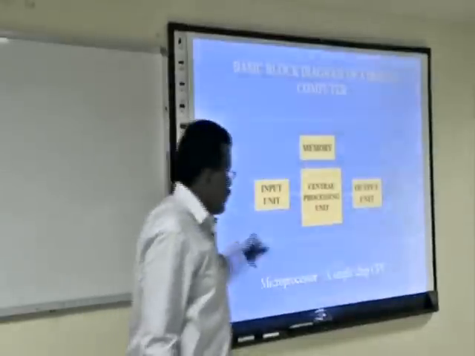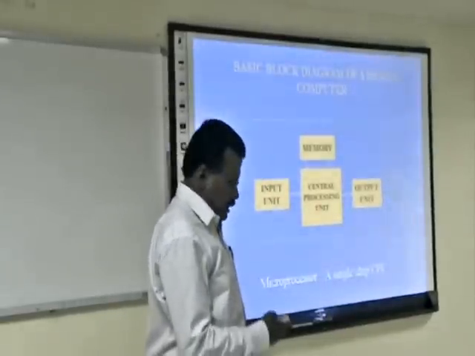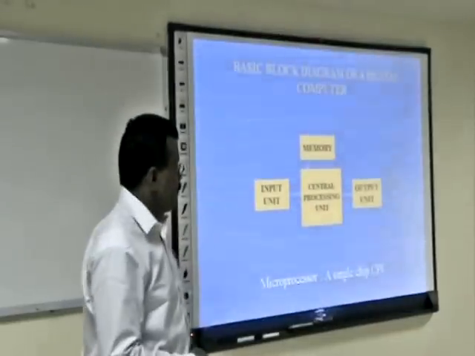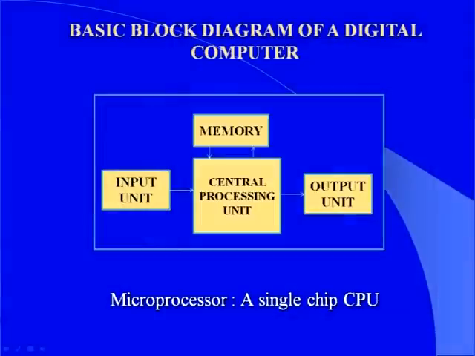The figure shows the basic block diagram of a digital computer. The major component is the central processing unit, which is like the brain of a human being. The next component is the input unit. The input unit is used to give the input to the CPU. The examples of input units are keyboard and mouse.